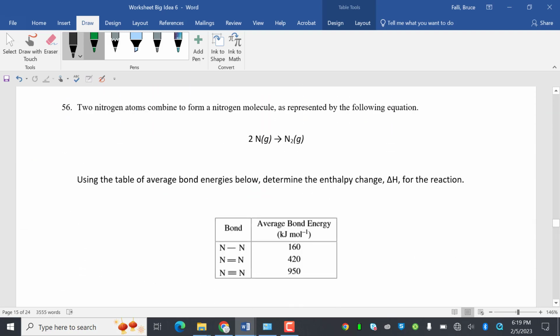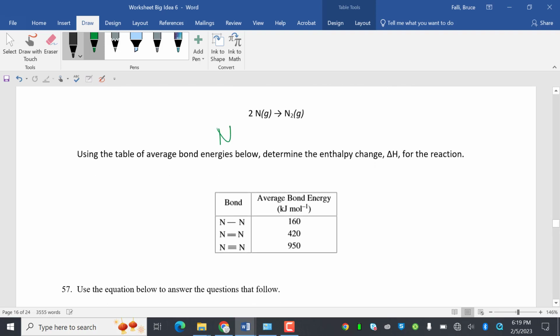All right. 2 nitrogen atoms combine to form a single nitrogen molecule, following the equation. Use the table of bond energies below to determine the bond enthalpy change for the reaction. So notice I have N plus N yields, I hope you know, nitrogen's triple bond. If not, draw the Lewis dot structures and connect the dots. To find the enthalpy change, it's going to be negative 950 kilojoules per mole.